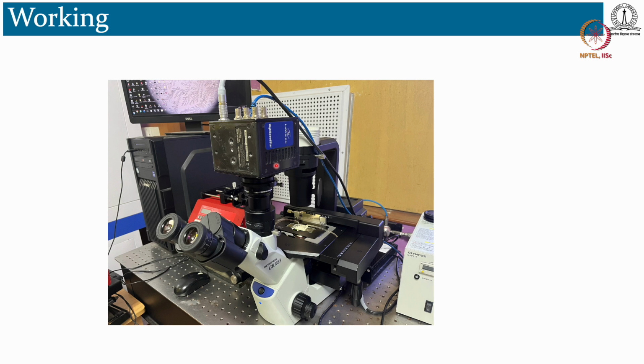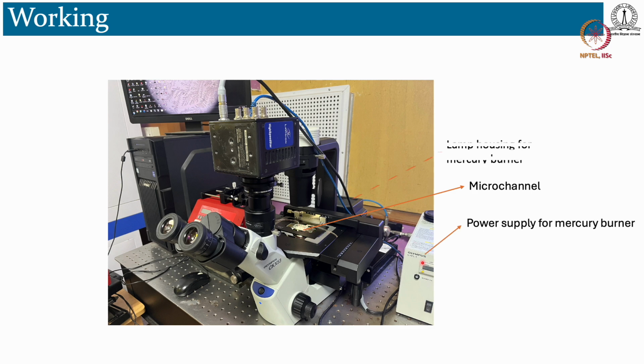So this is another setup, basically an alternative to the micro PIV which I showed previously, where you can use an inverted microscope also to do the same kind of PIV. Here you can see one of the inverted microscopy setups with the microchannel sitting at this place, and this is the power supply for the mercury burner, and this is the lamp housing for the mercury burner, and we are using this mercury burner to generate fluorescence light.